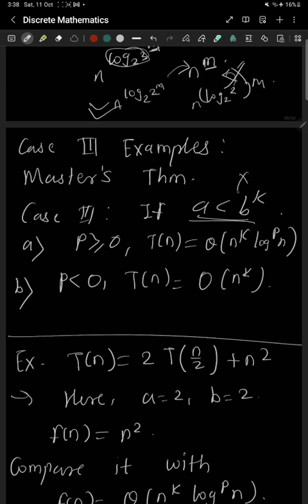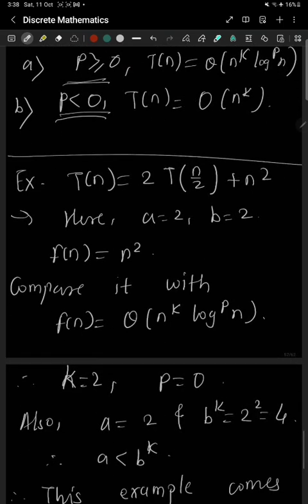So we are going to check it for p greater than or equal to 0 or less than 0. The given example is 2 into T of n by 2 plus n square. Now as usual, compare it with the standard one. Here a is equal to 2, b is equal to 2, and f of n is equal to n square. Compare this f of n with the standard one, which is n raised to k log raised to p n.